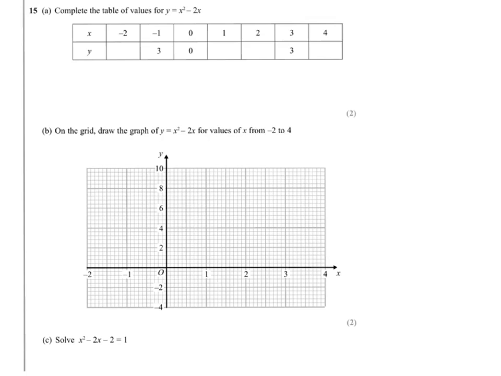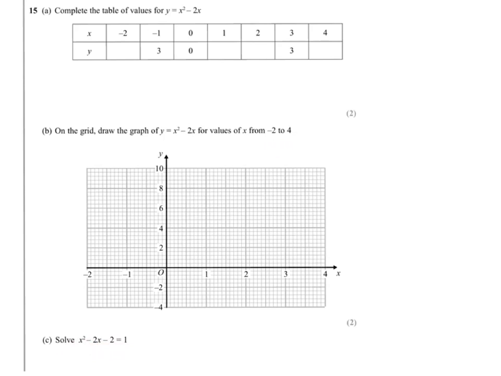Question 15. Complete the table of values for y equals x squared minus 2x. On a graph, draw the graph of y equals x squared minus 2x between minus 2 and 4. And finally, solve the equation x squared minus 2x minus 2 equals 1. So let's start off with the table of values.